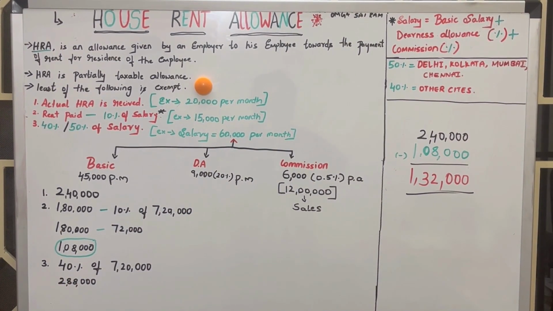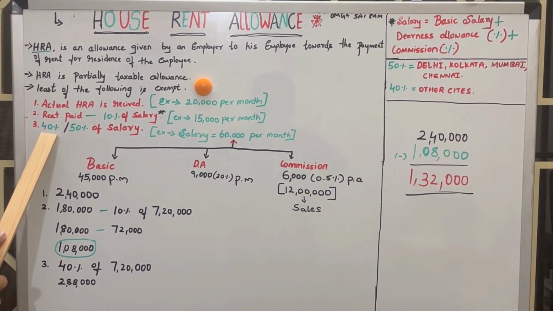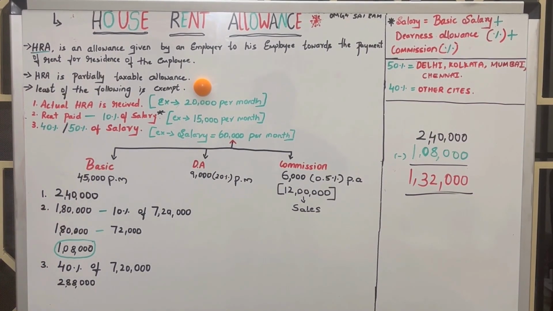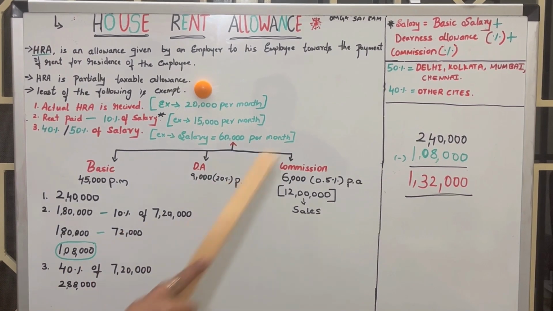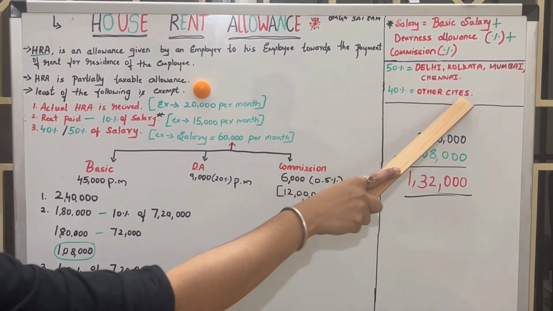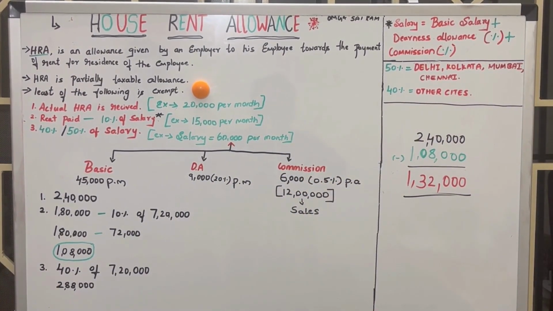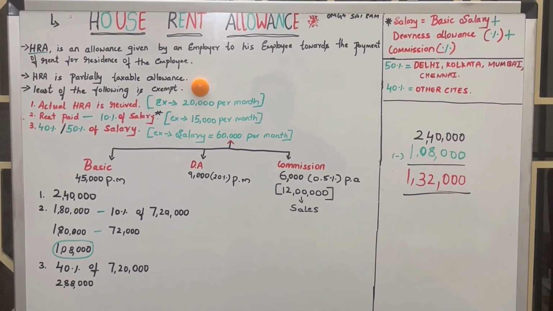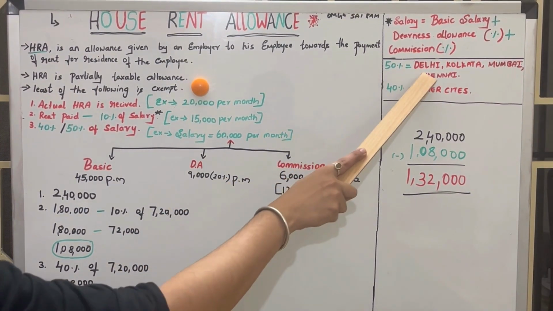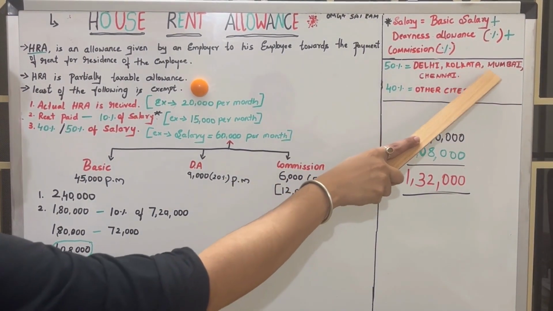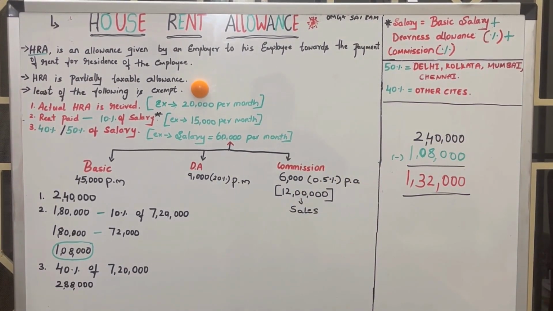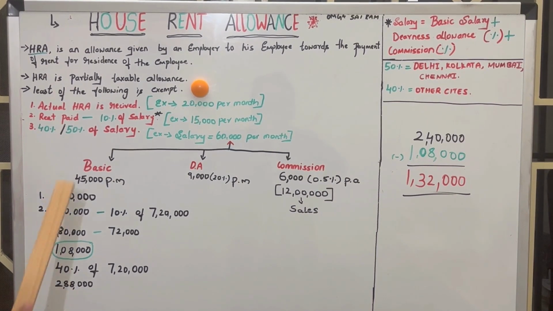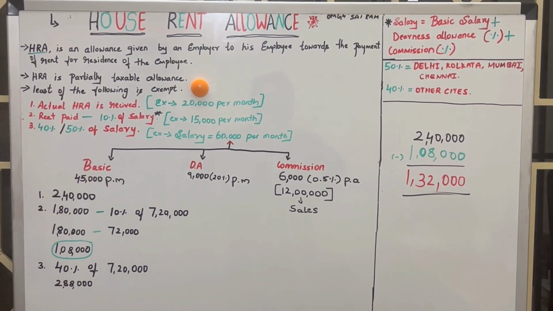Now what is the third point? 40% or 50% of salary. Now why is this distinction given? 40% is when you are staying in any part of the country. Now 50% is when you are staying in metro cities. What are the metro cities? Delhi, Kolkata, Mumbai and Chennai. These are the metro cities. If the employee is staying in any of these cities, he will get 50% of salary as exemption.